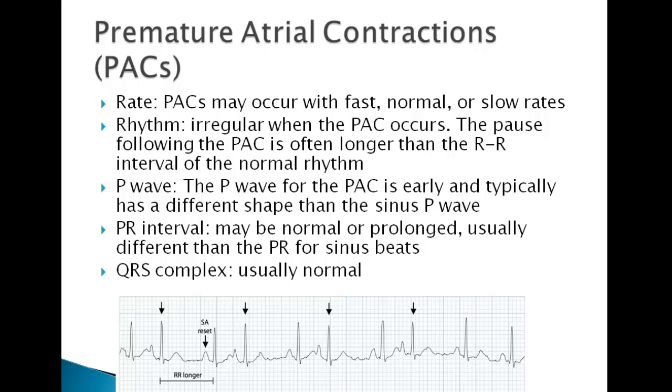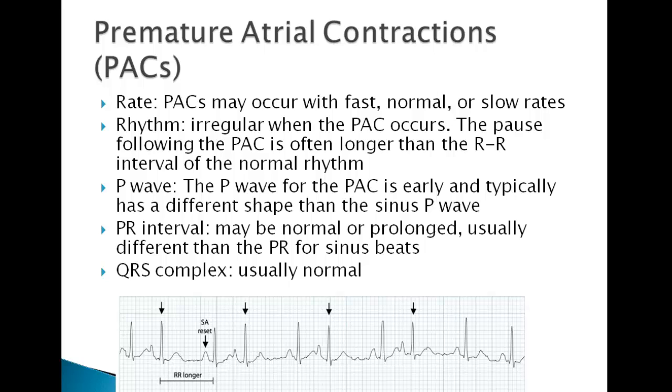Next is premature atrial contractions, or PACs. PACs may occur with fast, normal, or slow rates. The rhythm is irregular only when the PAC occurs. The pause following the PAC is often longer than the R to R interval of the normal rhythm.